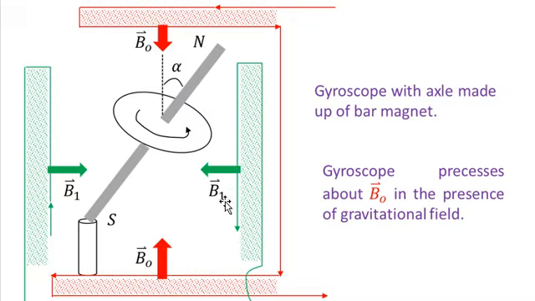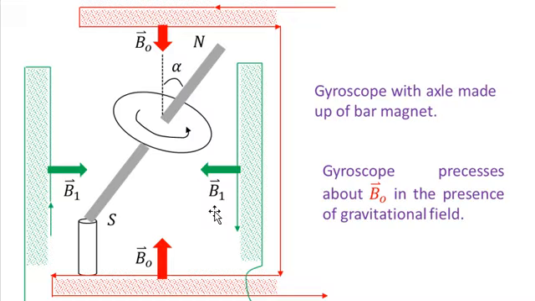So if B1 has a phase which coincides with the phase of this precessional motion of the bar magnet about the magnetic field B, if B1 is in phase with the precessional motion, then of course by increasing B1 you can increase the value of angle alpha, and by decreasing B1 you can decrease the angle alpha.